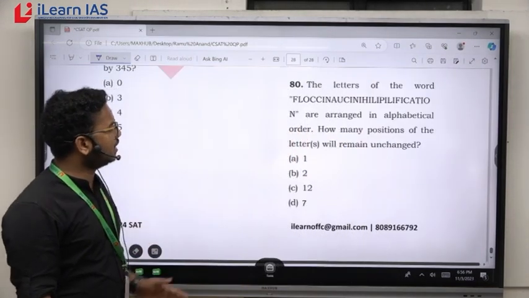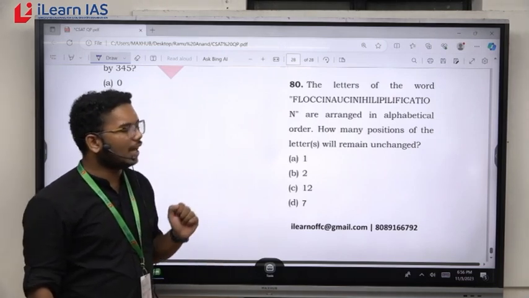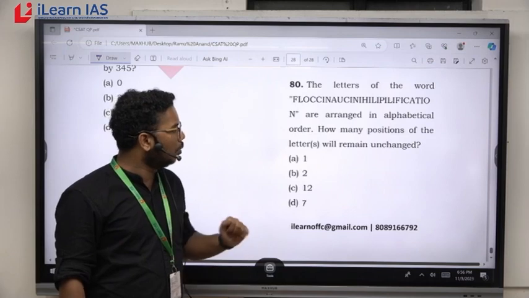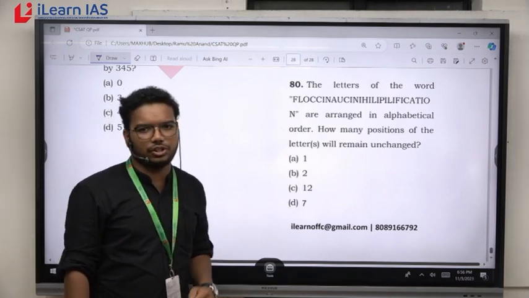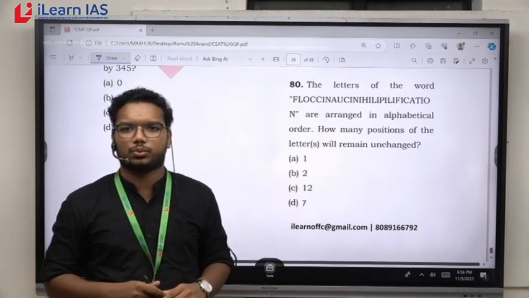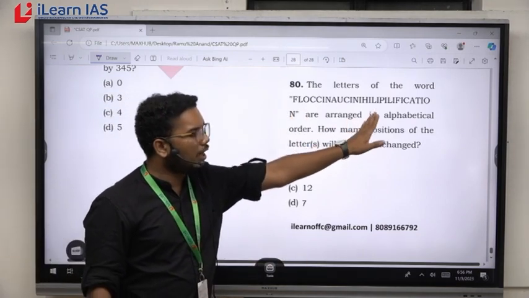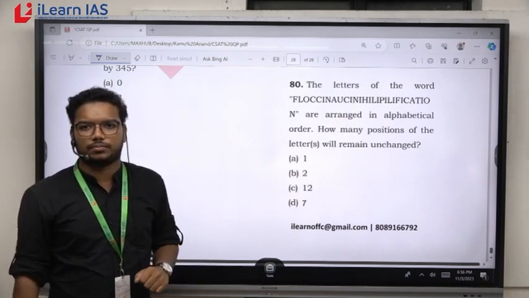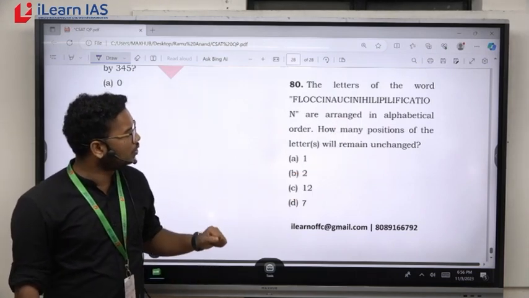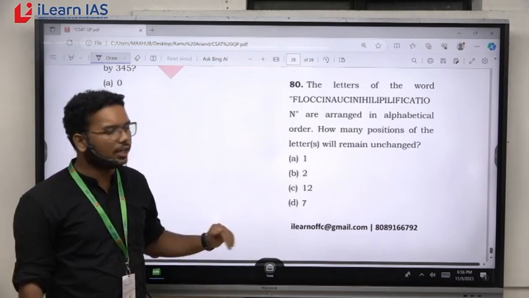Let's look at this question. The letters of the word floxinosinamplification are arranged in the alphabetical order. How many positions of the letters will remain unchanged? This type of question was asked in 2023 also. This is a very long word. Also look at where this question is placed: at the end.